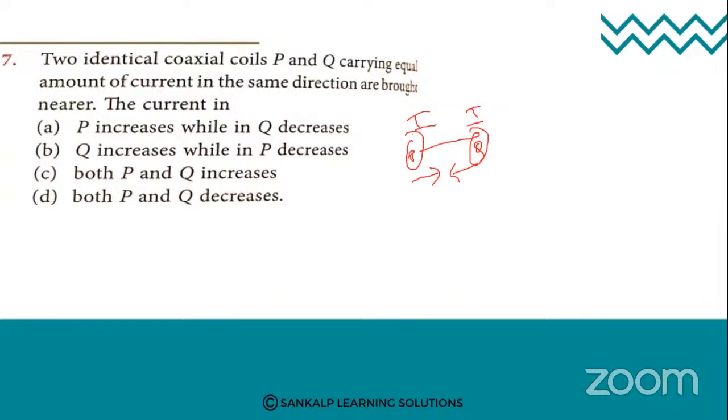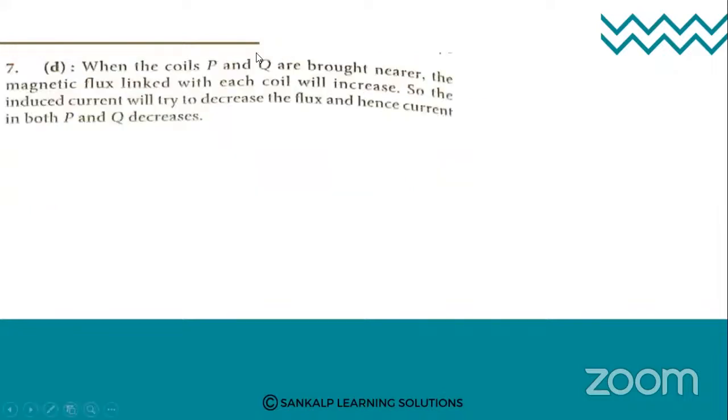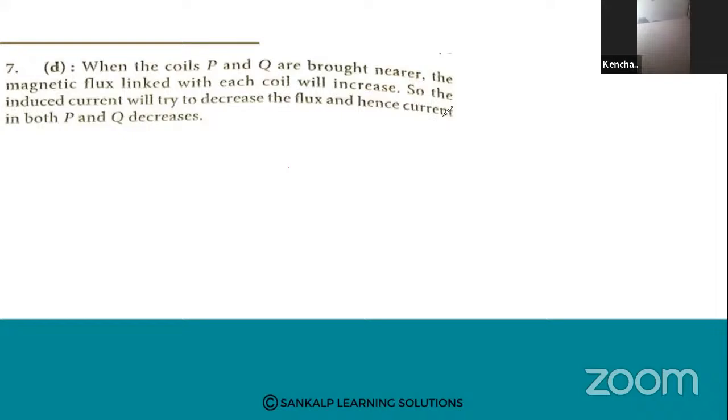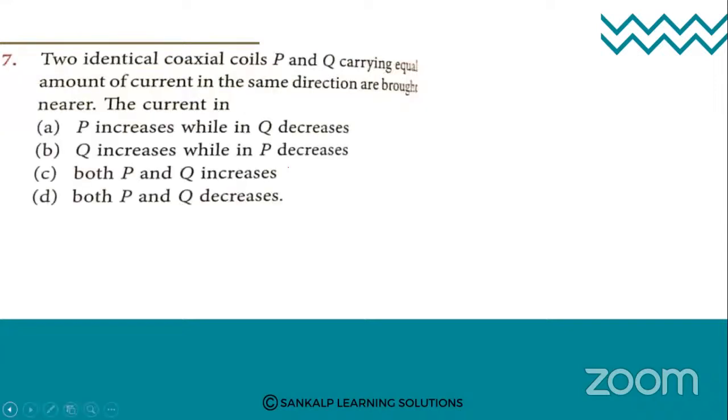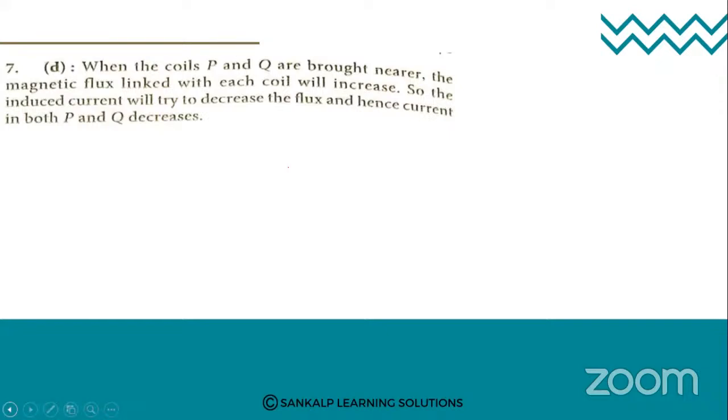Why does it decrease? Because the magnetic flux changes. See here why it will decrease: when the coils P and Q are brought nearer, the magnetic flux linked with each coil will increase. So as the magnetic flux increases, the current in the coil decreases. The flux, and hence the current in both P and Q, decreases. Why does the current decrease? Because the flux increases.